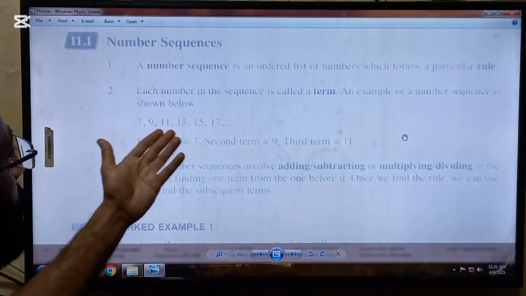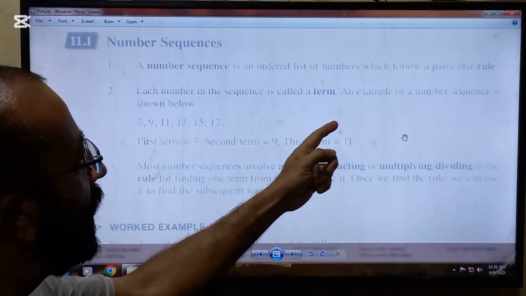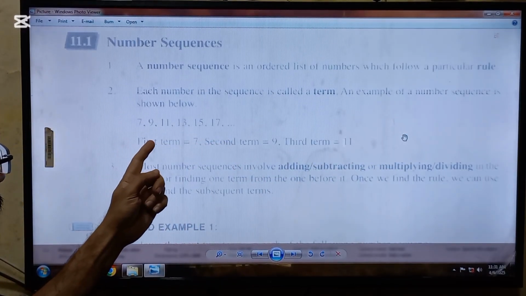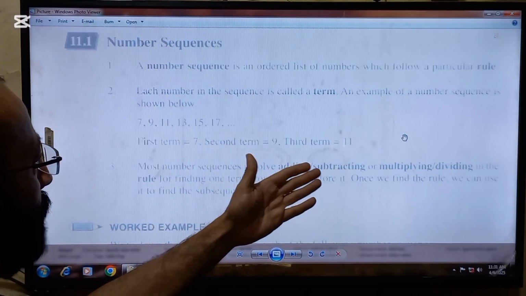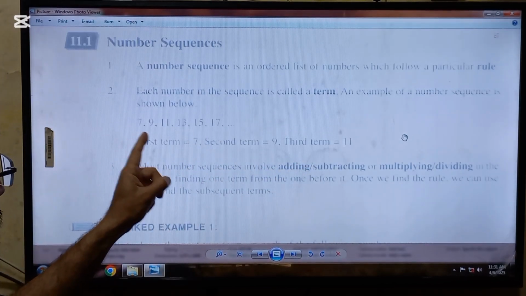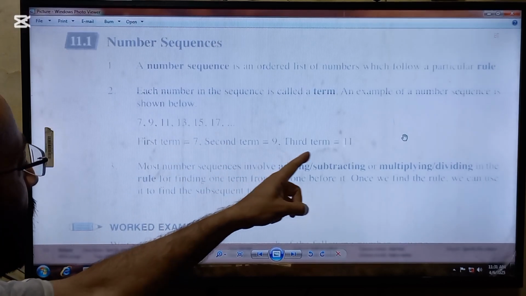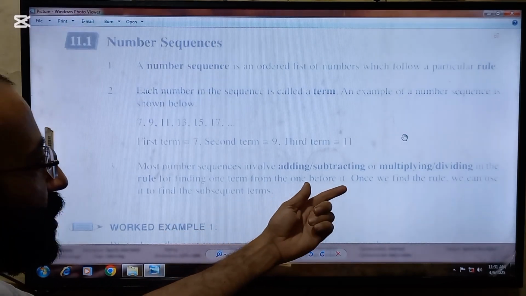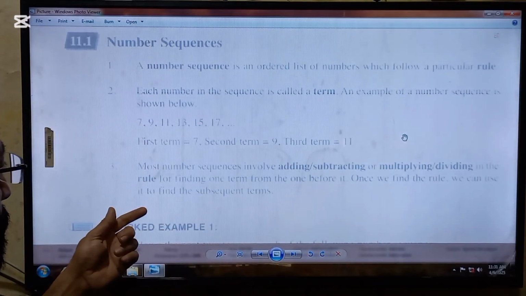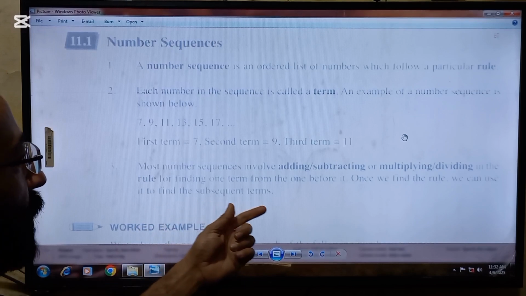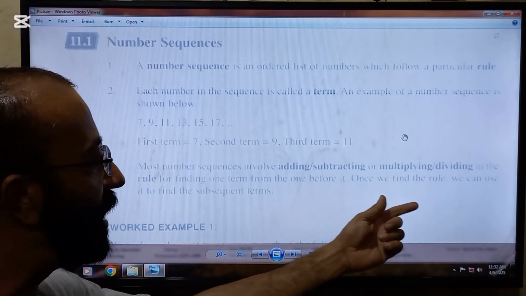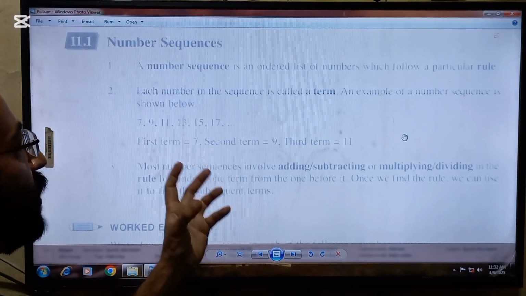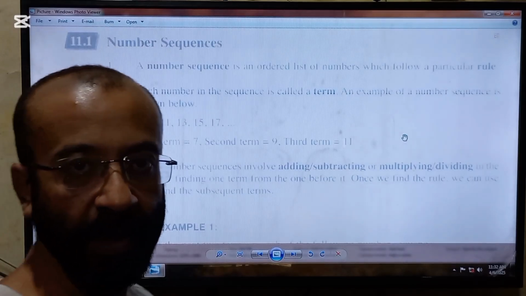The second point is each number in the sequence is called a term. An example of a number sequence is shown below. For example, here is a number sequence: 7, 9, 11, 13, 15, 17 and so on, in which the first term is 7, the second term is 9, the third term is 11 and so on. Most number sequences involve adding, subtracting, multiplying or dividing in the rule for finding one term from the one before it. Once we find the rule, we can use it to find the subsequent terms. So these are some points to remember about number sequences.